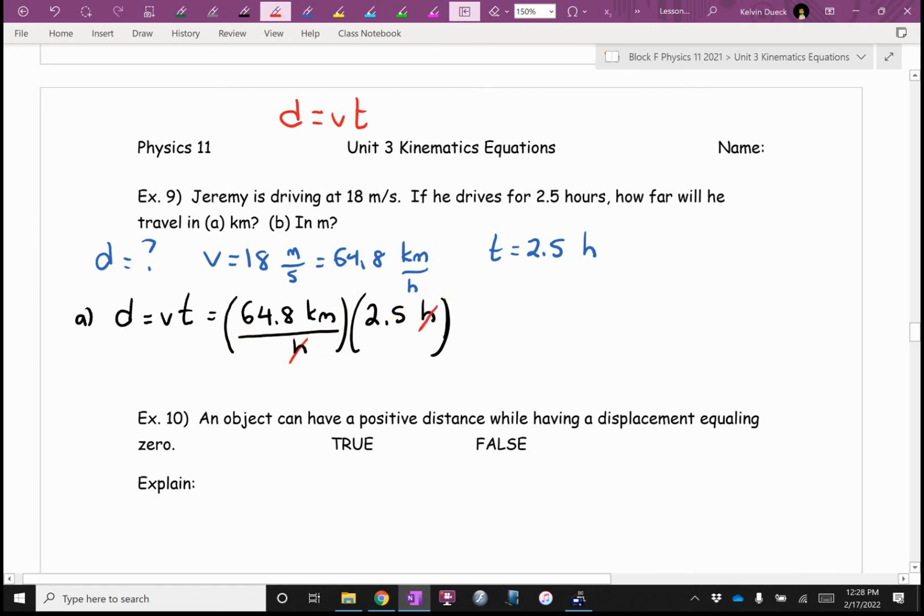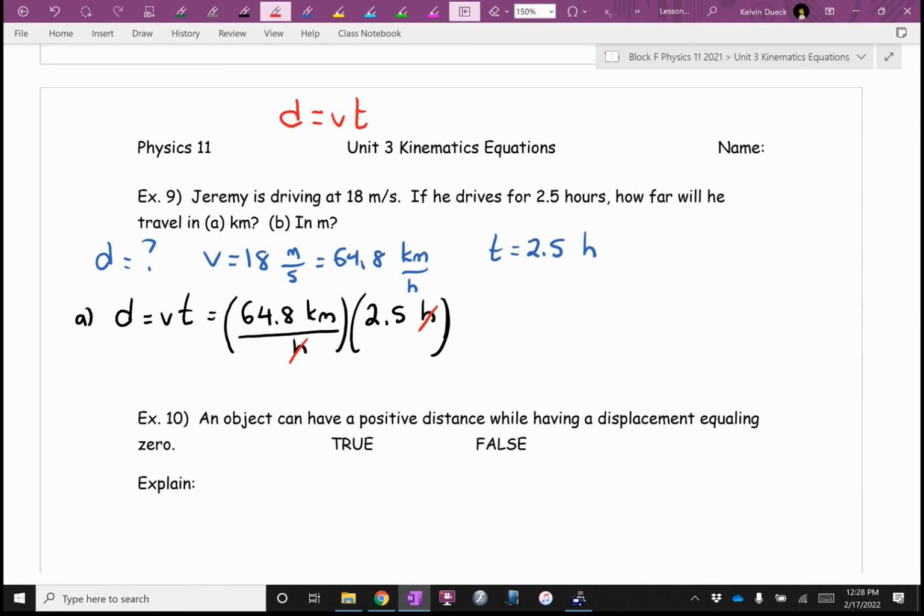Jada, can you see the hours cancel, and can you see the only units left behind are what? Kilometers. That dimensional analysis shtick I showed you last unit also works if you're paying attention. You can tell if you set the question up right, because you will end up with the correct units. I don't always use that trick because I get good enough that I know I'm right, so I'm going to be lazy.